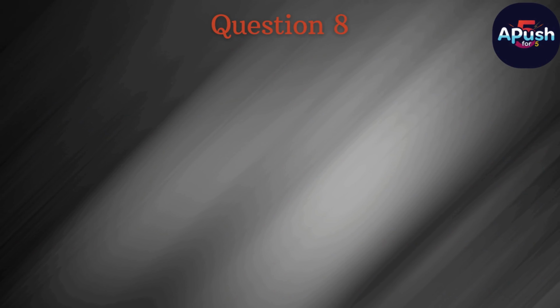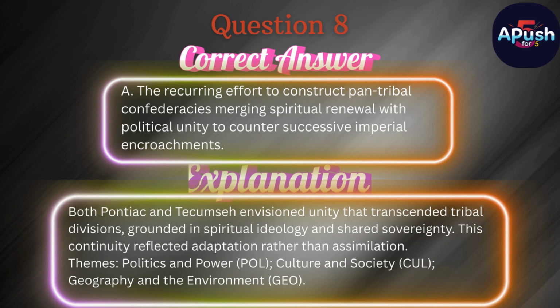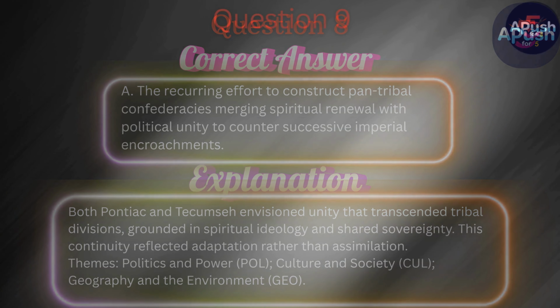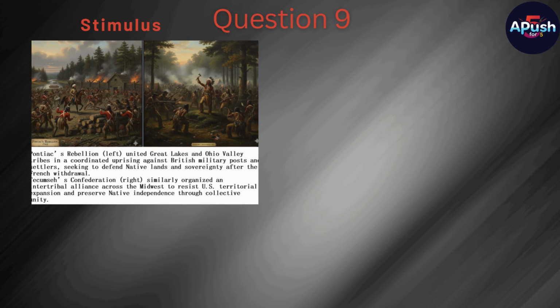The correct answer is A. The recurring effort to construct pan-tribal confederacies, merging spiritual renewal with political unity to counter successive imperial encroachments. Both Pontiac and Tecumseh envisioned unity that transcended tribal divisions, grounded in spiritual ideology and shared sovereignty. This continuity reflected adaptation rather than assimilation. Question 9. Stimulus. See image.